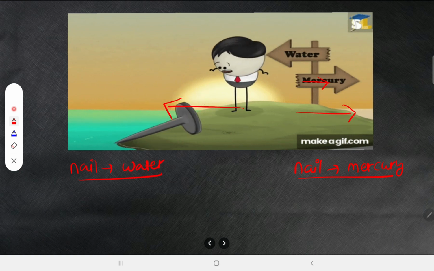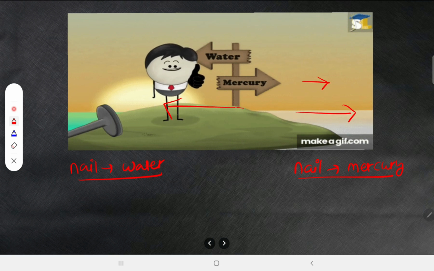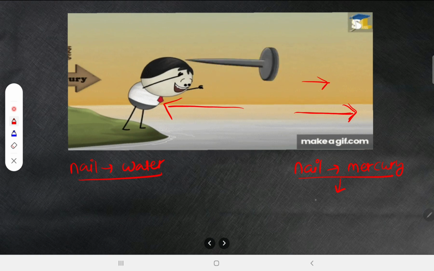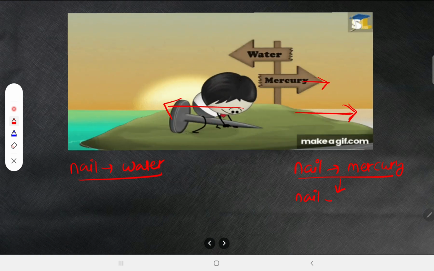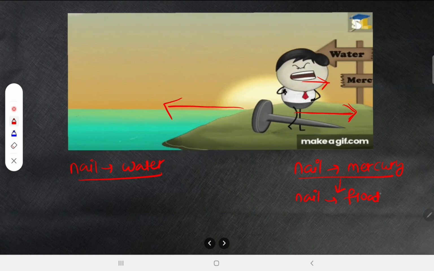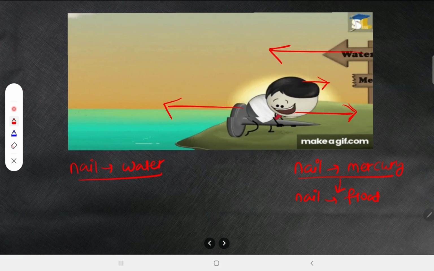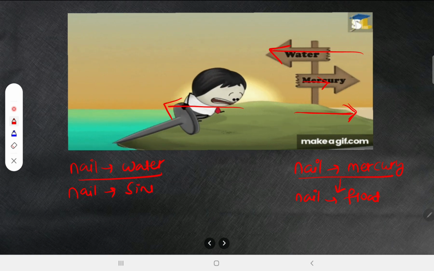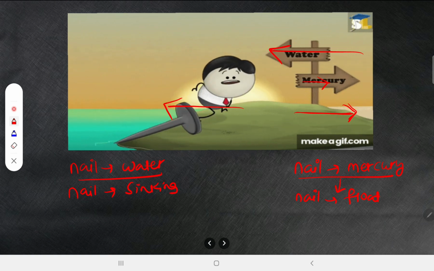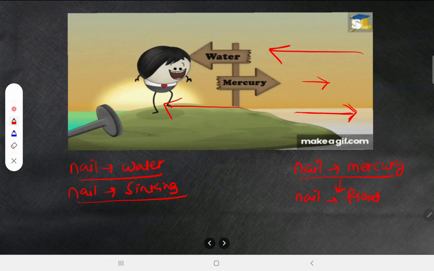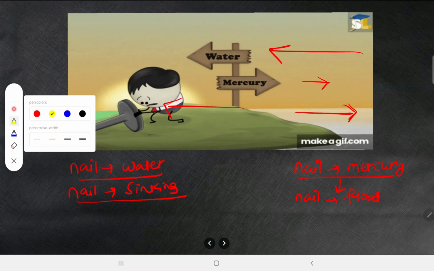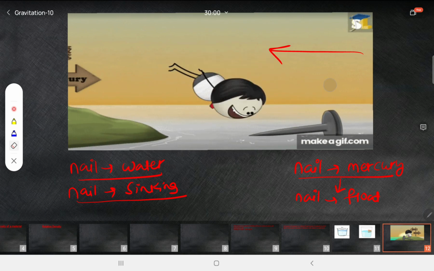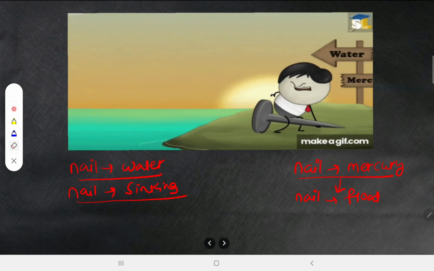What is happening? Just observe in both the things. Now he is taking it towards mercury. Now observe this carefully. If he is taking it towards mercury, this nail is going to float here. This nail is floating. Now whenever he is taking it towards water, what is happening to this nail? This nail is sinking. What is the reason for this? You can give many reasons for this. Please observe this concept very carefully, then only you will get the real feel of this relative density concept.